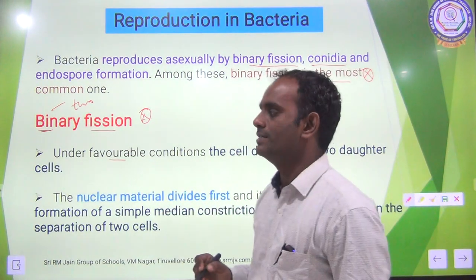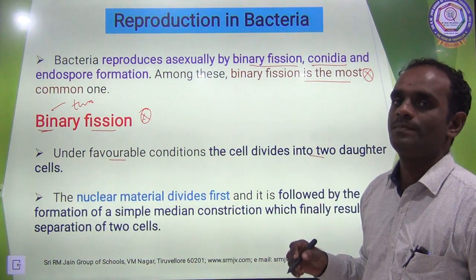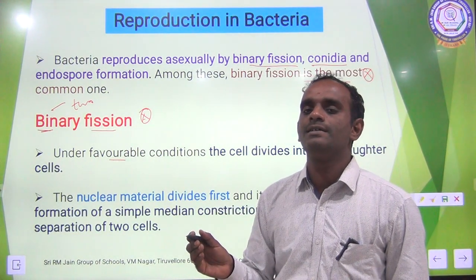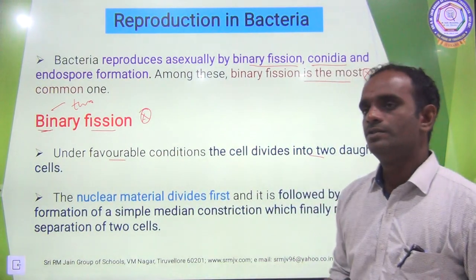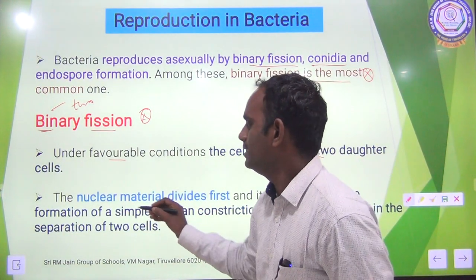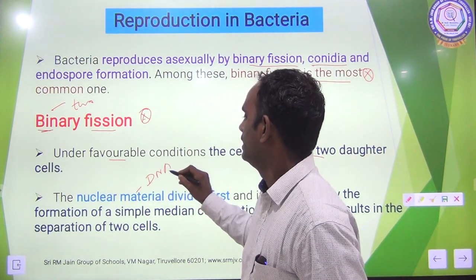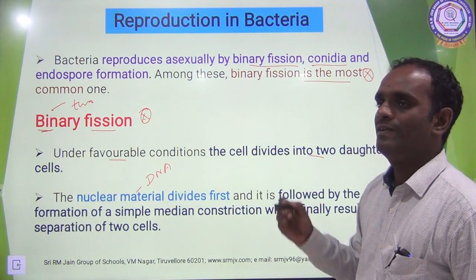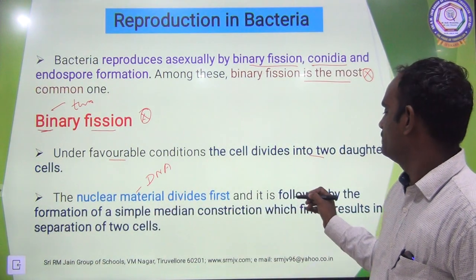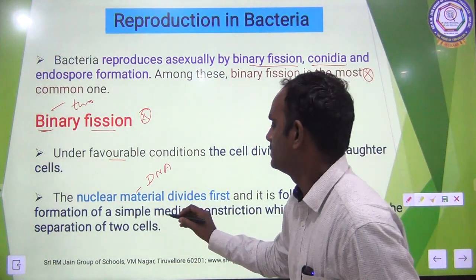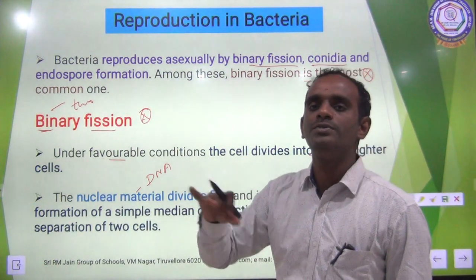Under favorable conditions, the cell divides into two daughter cells. The formed daughter cells are exactly identical to the parent organism. Initially, the nuclear material, DNA, or chromosomes, divides first, followed by the formation of a simple median constriction, which finally results in the separation of two cells.